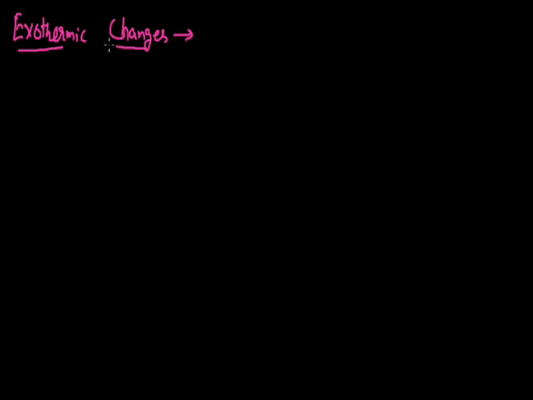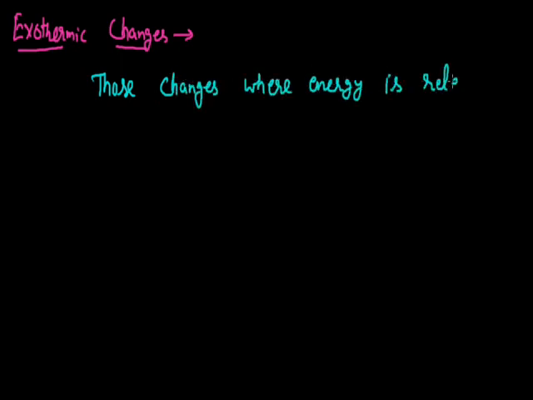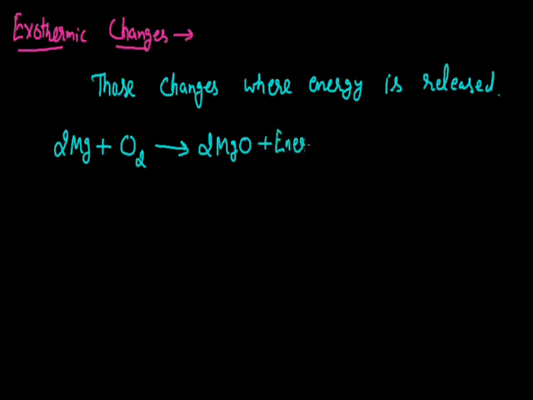Exothermic change is defined as the change where energy is released. Like if I talk about the heating or burning of magnesium, when magnesium in the process of burning reacts with oxygen, magnesium oxide is formed and the net process is the release of energy. So with this magnesium oxide, energy will also be released. This can be taken as an example of exothermic change.